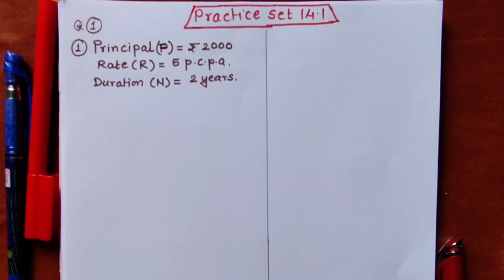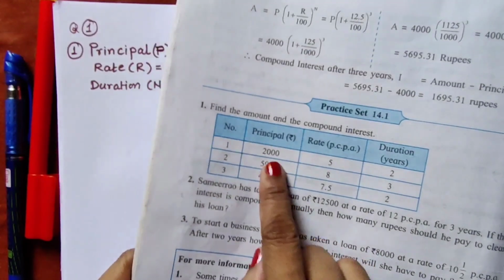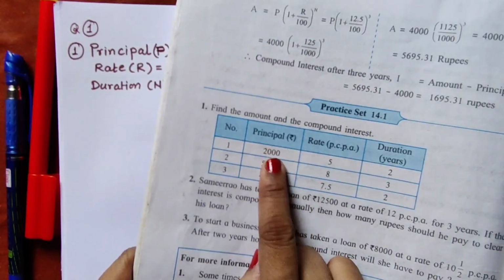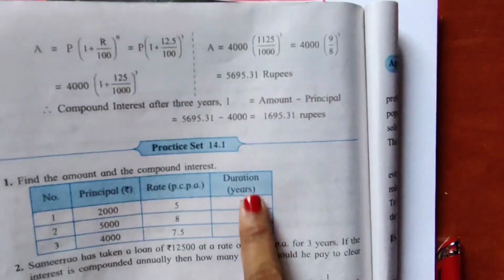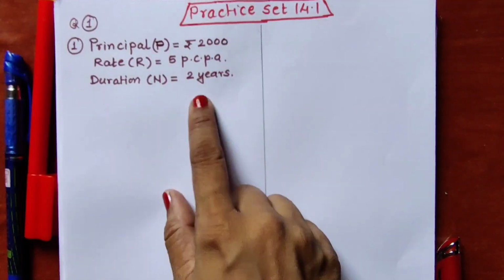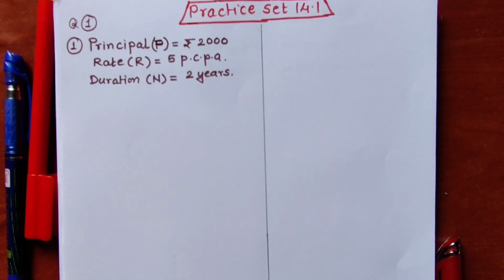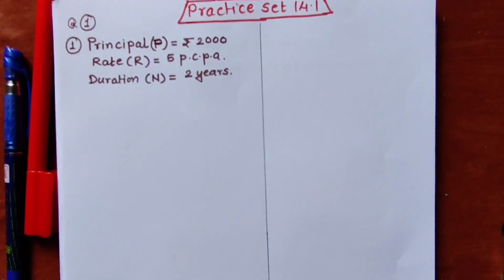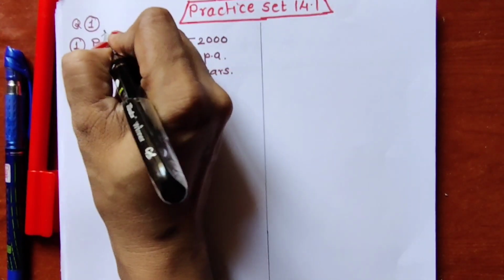I have written principal P is equal to 2000 rupees. Here it is given to us. Then our rate is equal to 5 p.c.p.a. and duration is 2 years. Number of years is 2. In this way first write down the values, whichever values are given to us, and then we will write the formula for finding the amount. So write formula. This is how we directly start the solution of our first sum. So I can write solution here.